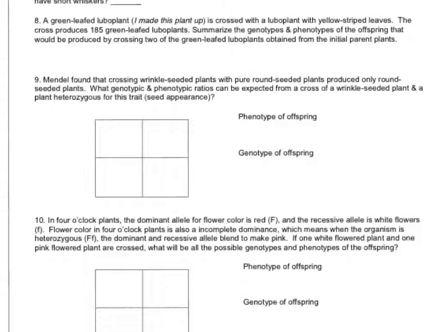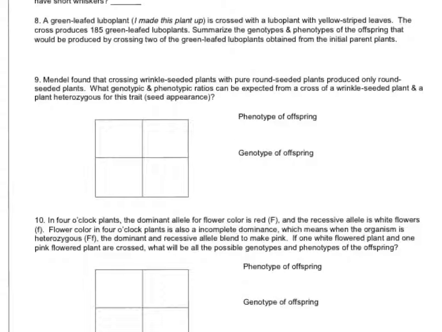Okay, so this is the answer to number 8. A green leaf lubo plant, I made this plant up, so don't go look it up or Google it, is crossed with a lubo plant with yellow striped leaves. The cross produces 185 green leaf lubo plants. Summarize the genotypes and phenotypes of the offspring that would be produced by crossing 2 of the green leaf lubo plants obtained from the initial parent plants.